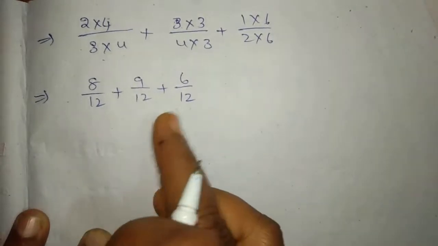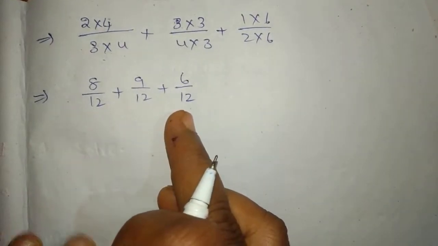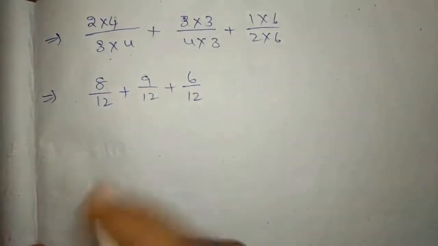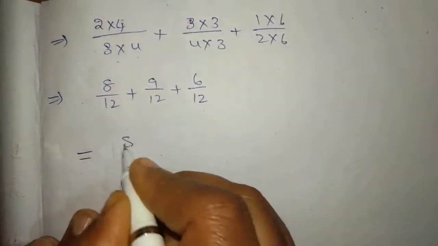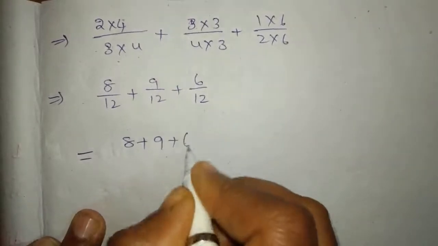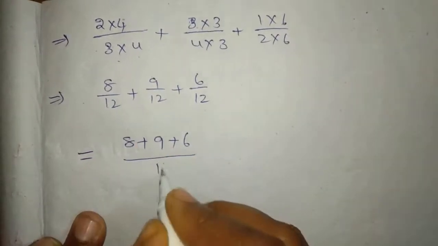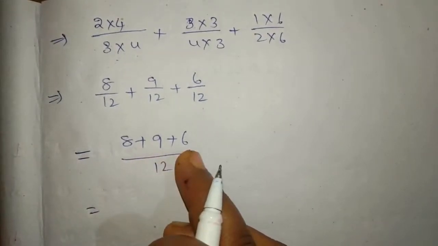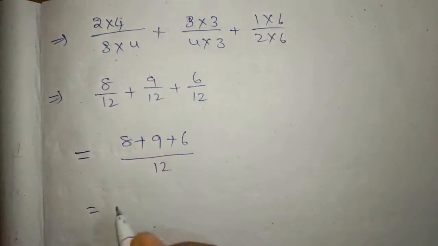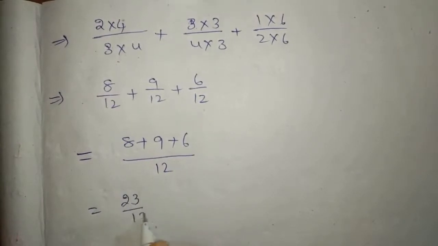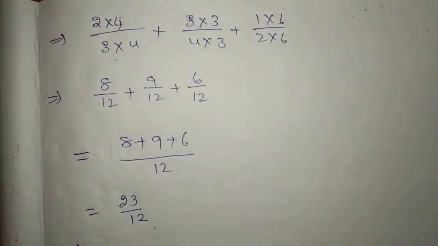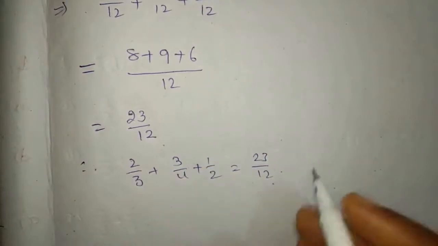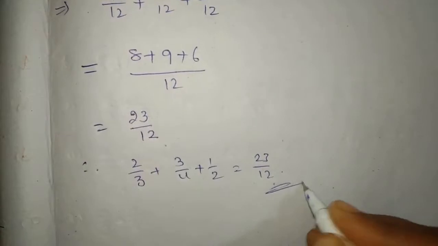So here the denominators are equal. So simply we add the numerators by keeping the same denominator. That is 8 plus 9 plus 6 by 12. That is equal to 8 plus 9, 17. 17 plus 6 is 23. 23 by 12. Therefore, 2 by 3 plus 3 by 4 plus 1 by 2 is equal to 23 by 12.